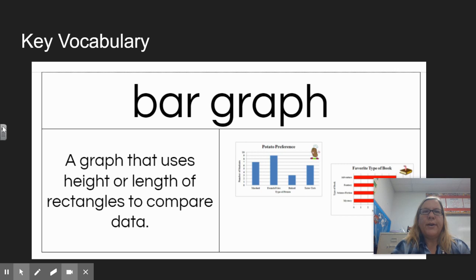And finally, we have a bar graph. That's a graph that uses height or length of rectangles to compare data. So you can see in our bar graph that has the blue bars, that bars are going up. And so that's the height of the bar to tell how many votes that got. In the red one, the red bars are going side to side. So that's the length of the bar. How long is that bar to the side? And we can use that to figure out how much data we have and compare it.